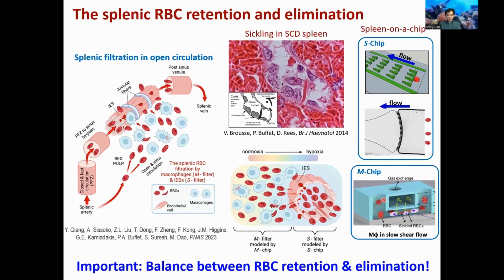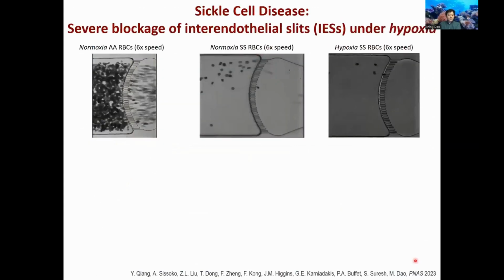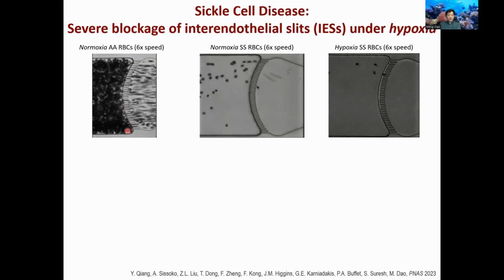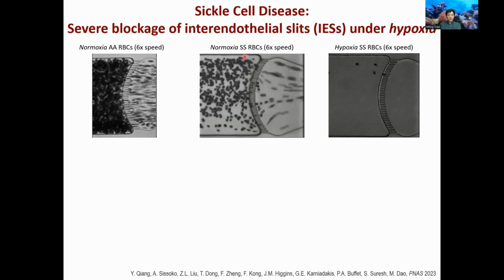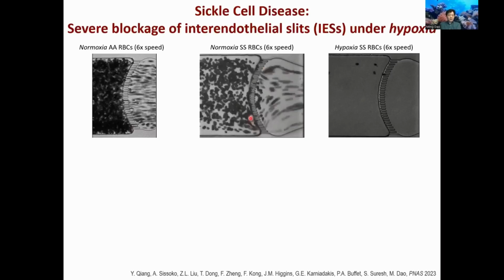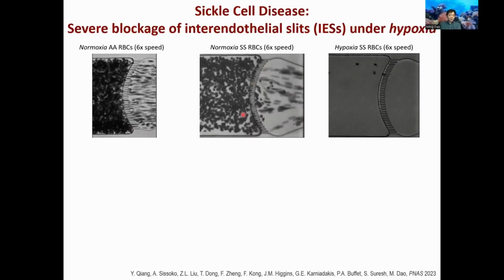And on the other hand, we also study the macrophages under slow flow. These macrophages can return and eat some of these sickle cells. So we will study this for sickle cell disease. This is under normoxia for healthy cells. You can see these slits don't really retain any red cells. On the other hand, if we have sickle cells under normoxia, you can see there is some accumulation here, quite a bit more retention even under normoxia.